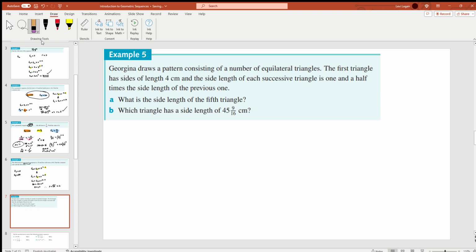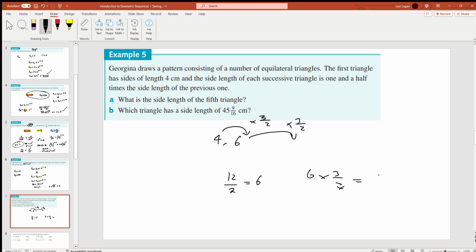The first triangle has side length of 4 centimeters, so we have 4. If we times that by 3 on 2, that should give us the next term. So 4 times 3 on 2 is 12 on 2, which is 6. We can replace that with 6, just so we get an idea of what these triangles look like. Then you times that by 3 on 2 again: 6 times 3 on 2 is 18 on 2, which is 9. So then it's going to be 9. This is the pattern starting to appear.